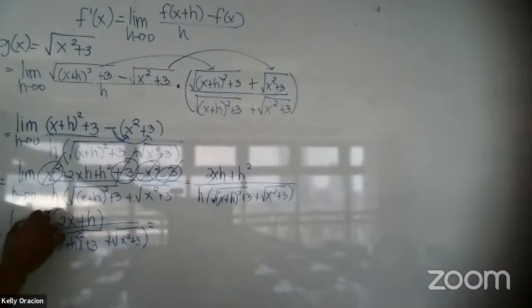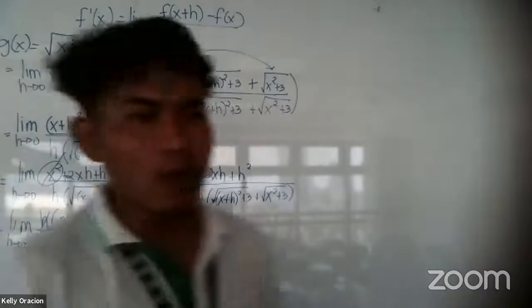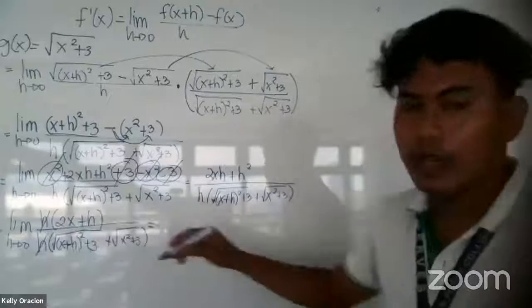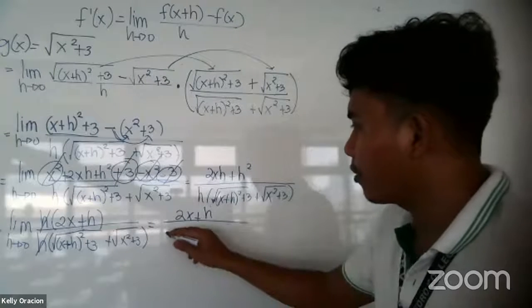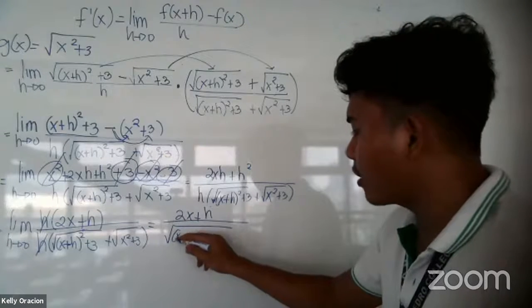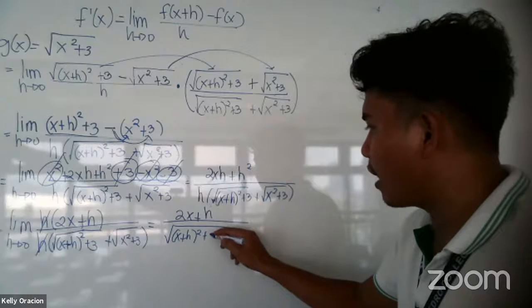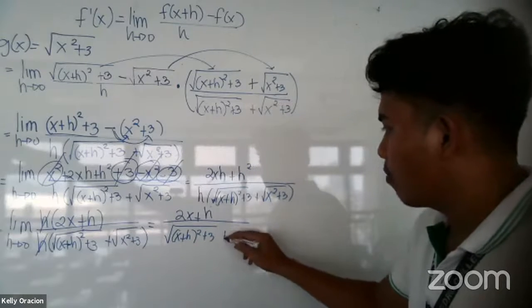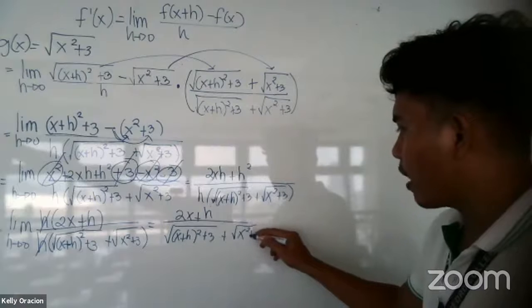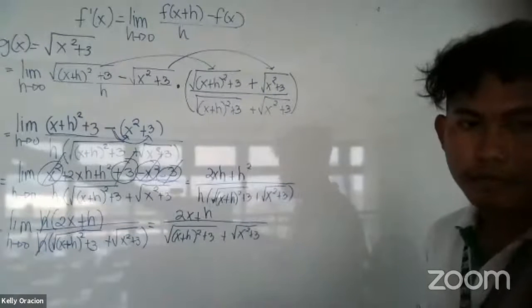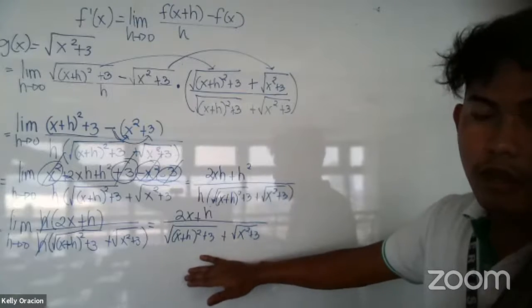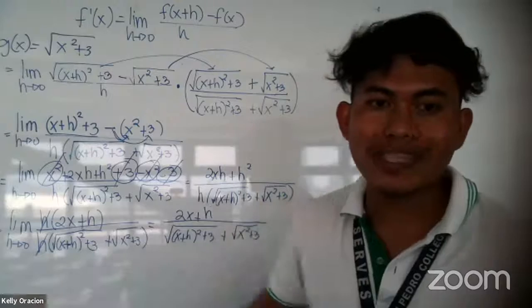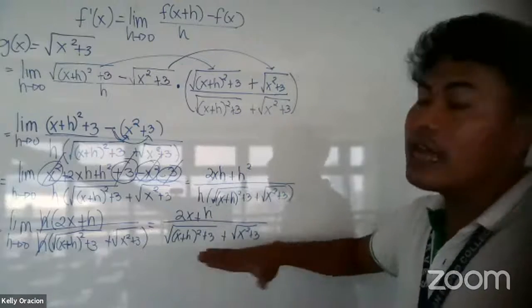And then, after canceling, what's left is 2x plus h over the square root of (x plus h) squared plus 3 plus the square root of x squared plus 3. After this process, substitute the value of your h, which is 0.